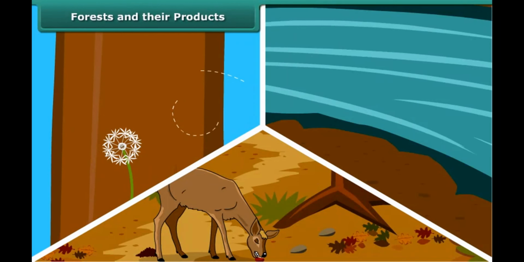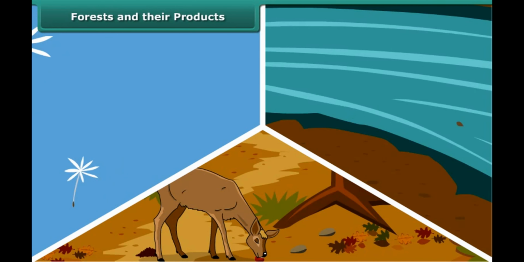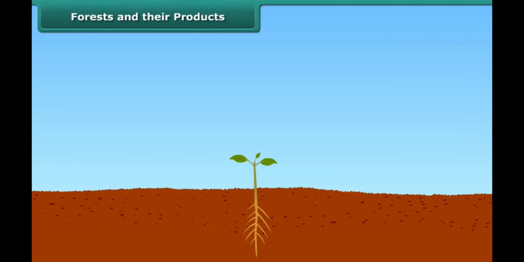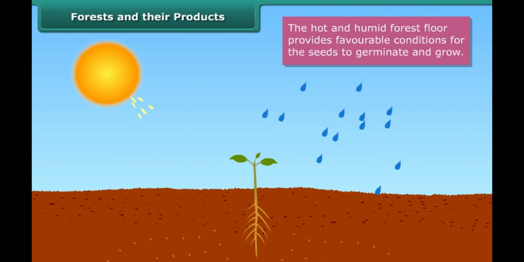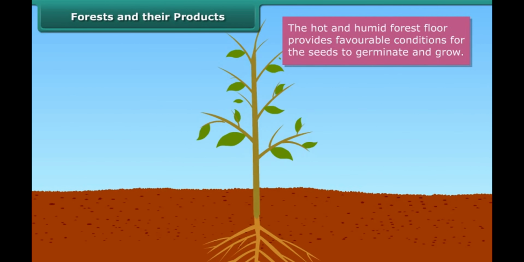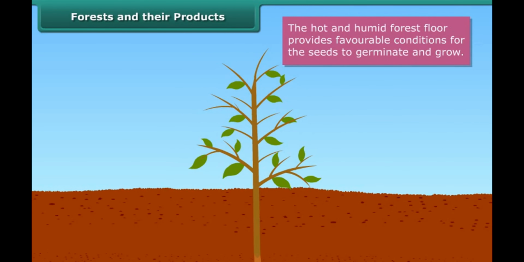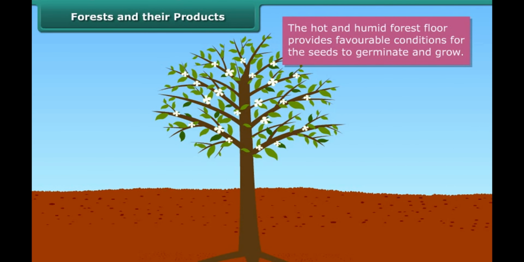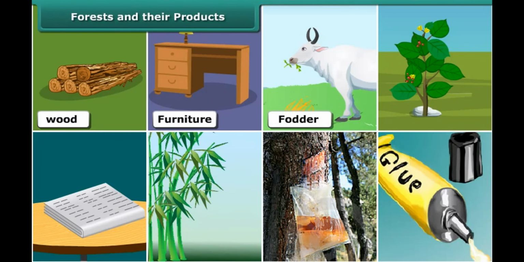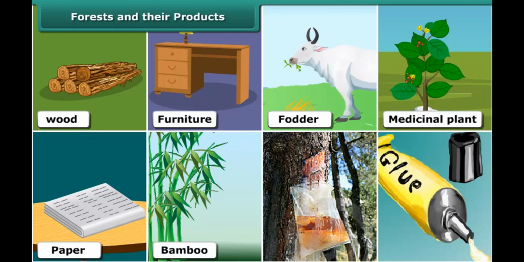understory. Seeds produced by trees are dispersed by wind, water, and animals. The hot and humid forest floor provides favorable conditions for seeds to germinate. Seedlings emerge from germinated seeds and grow into saplings first, and then trees. Forests give us numerous products such as wood for fuel and furniture, fodder for animals, medicinal plants, paper, bamboo, rubber, glue, and many more.